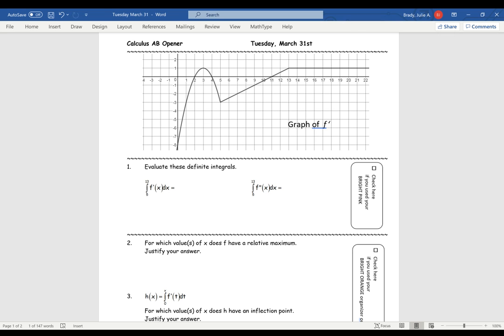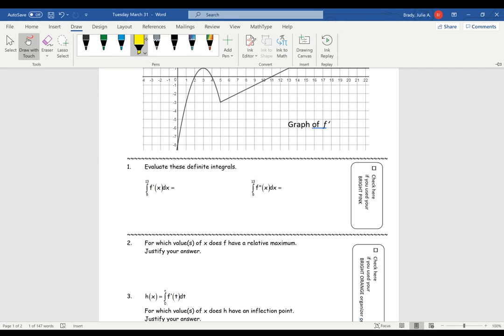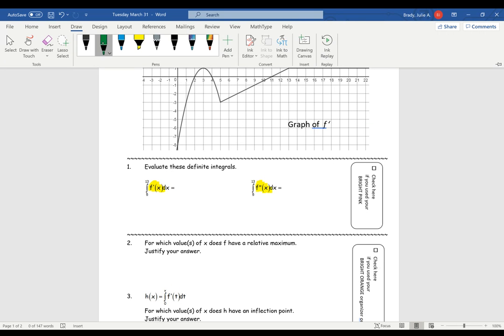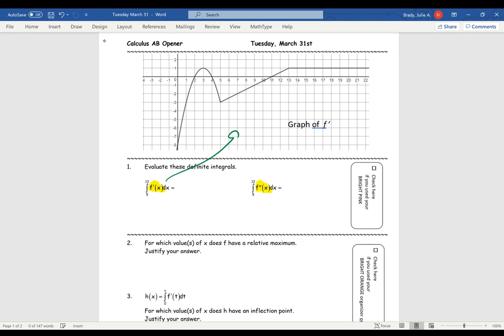Okay, now on the sides, if you have your graphic organizers handy, they may be helpful when you're doing these problems. A big thing is, how do you evaluate definite integrals? Remember, the key is to look at the integrand and figure out what you know about the integrand. For this one, you have a graph of the integrand, so you know you're going to use area.